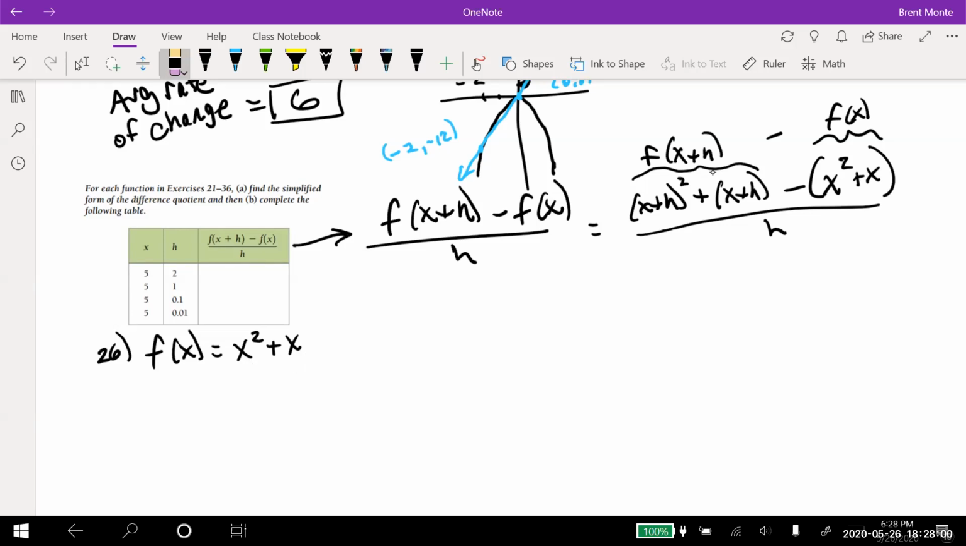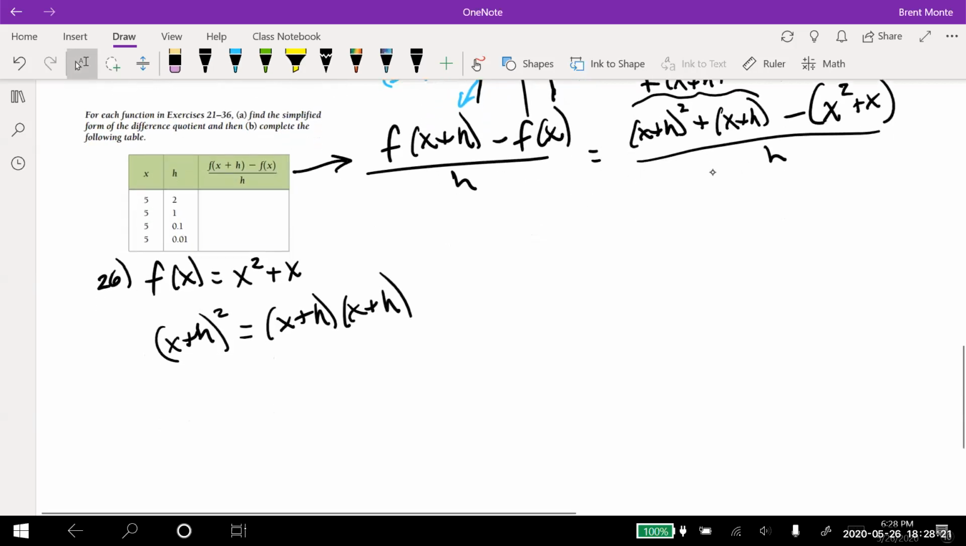So the first thing is, and this is where students kind of mess up sometimes, this x plus h squared, we need to do that correctly. So let me show it off to the side here. X plus h squared really means x plus h times x plus h. I can't distribute that squared across plus. I have to actually FOIL this out.